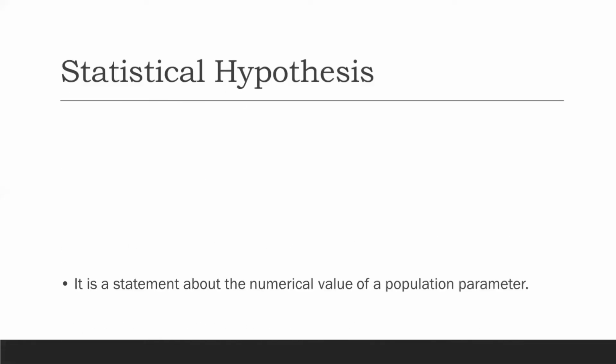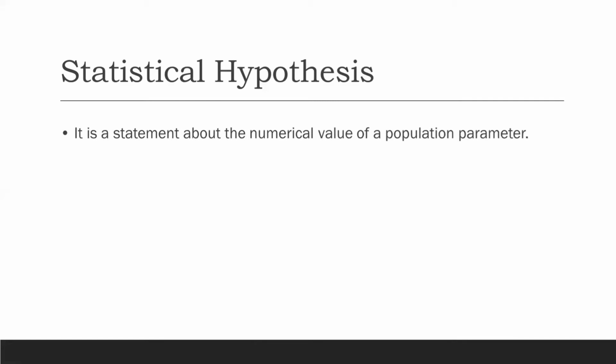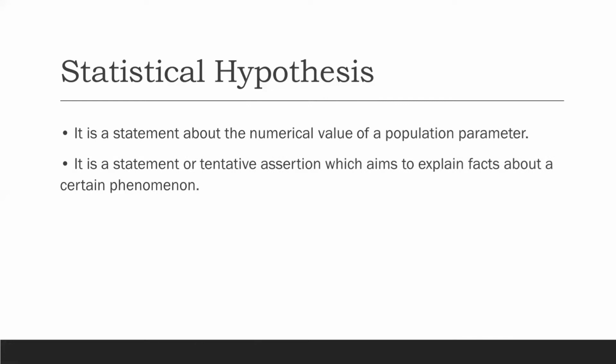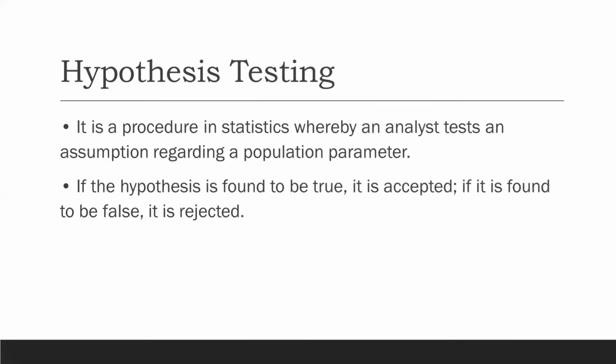Hypothesis testing. Statistical hypothesis. It is a statement about the numerical value of a population parameter. It is a statement or tentative assertion which aims to explain facts about certain phenomenon. Hypothesis testing is a procedure in statistics whereby analysts test an assumption regarding a population parameter. If the hypothesis is found to be true, it is accepted, and if it is found false, it is rejected.